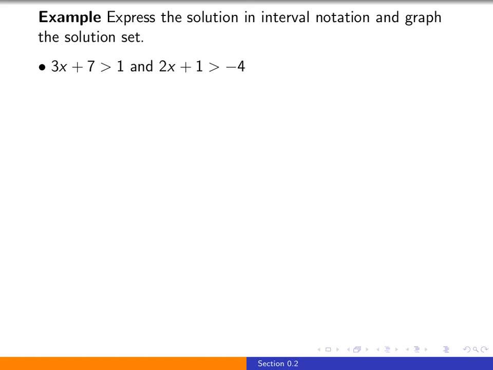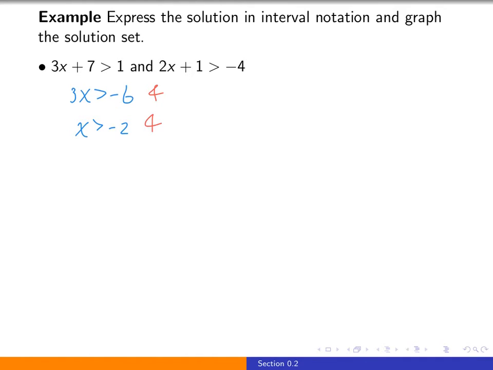So in the first inequality, we can subtract 7 from both sides and rewrite this as 3x is bigger than minus 6, and then we can divide both sides by 3. So x is bigger than minus 2. And what we would like to know is for what x values do we simultaneously solve both of these? So the ampersand sign just means and.